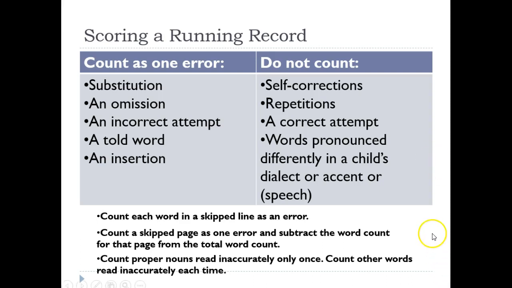Here are some more key points when we're recording or scoring a running record. You count each word in a skip line as an error. Yep, each one. If there's a skip page, you count it as one error, then you subtract the word count for that page from the total word count. Proper nouns that are read incorrectly are only counted as errors once. However, if it's not a proper noun, all other words are counted incorrectly each time as errors.